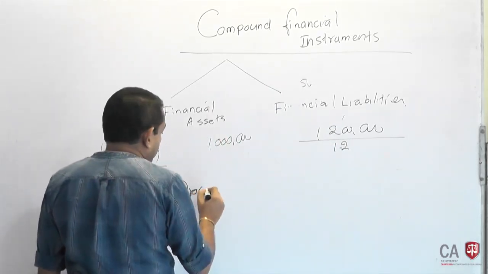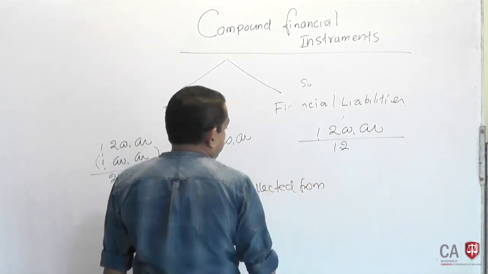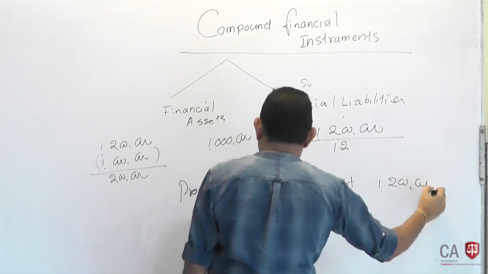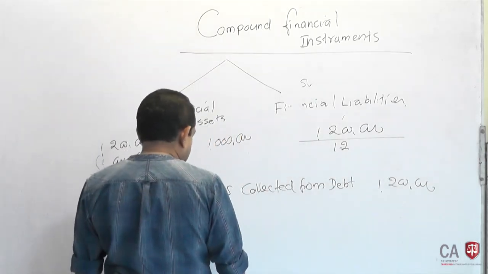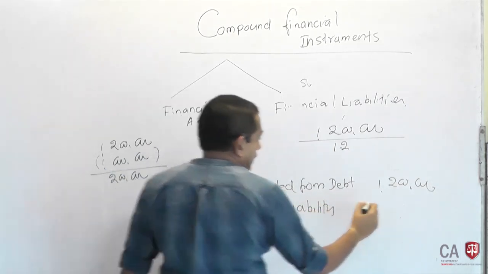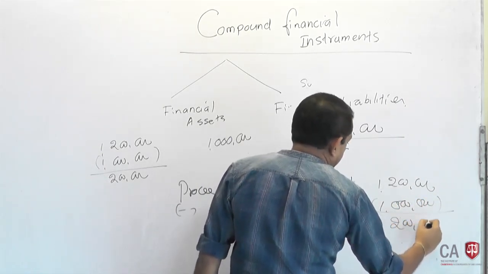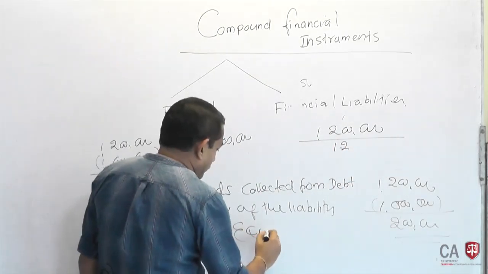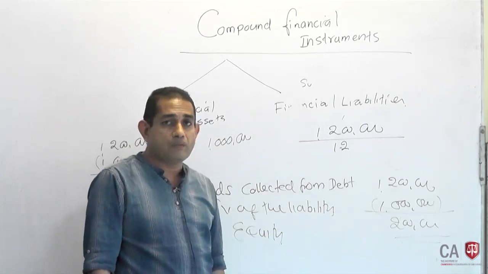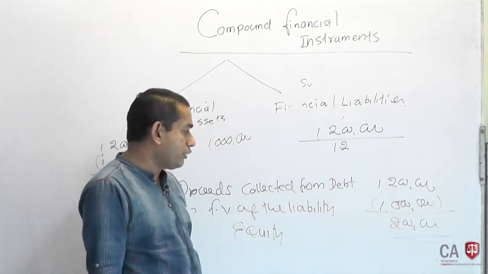Then proceeds collected from debt instrument 1.2 million, minus fair value of the liability, 1 million rupees, 200,000 equity. Why? Equity should be residual interest of assets after deducting all liabilities. It is falling in line with the requirements of definitions of the conceptual framework.